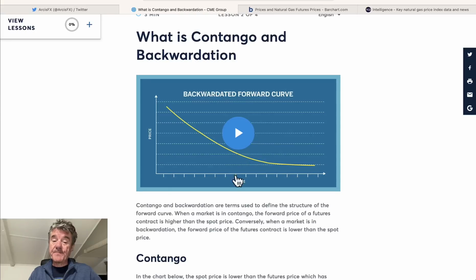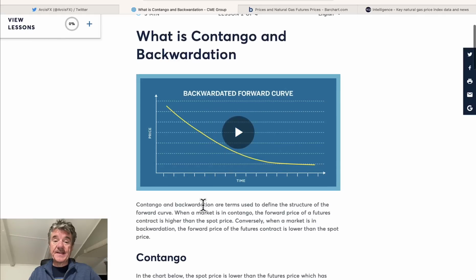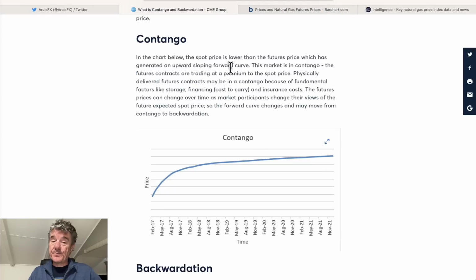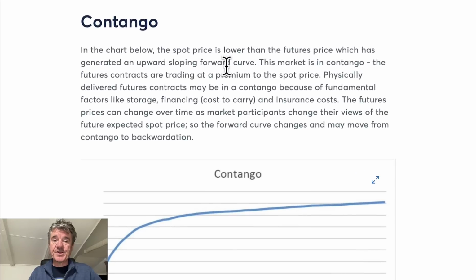Conversely, when a market's in backwardation, the forward price of the futures contract is lower than the spot price. This chart above here is an example of a backwardated forward curve, and as time goes on you can see the price begins to drop. Let's have a look at a contango chart. In the chart below, the spot price is lower than the futures price, which has generated an upward sloping forward curve. This market is in contango. The futures contracts are trading at a premium to the spot price. In other words, the further forward you look into the future, the higher the price gets for those contracts.